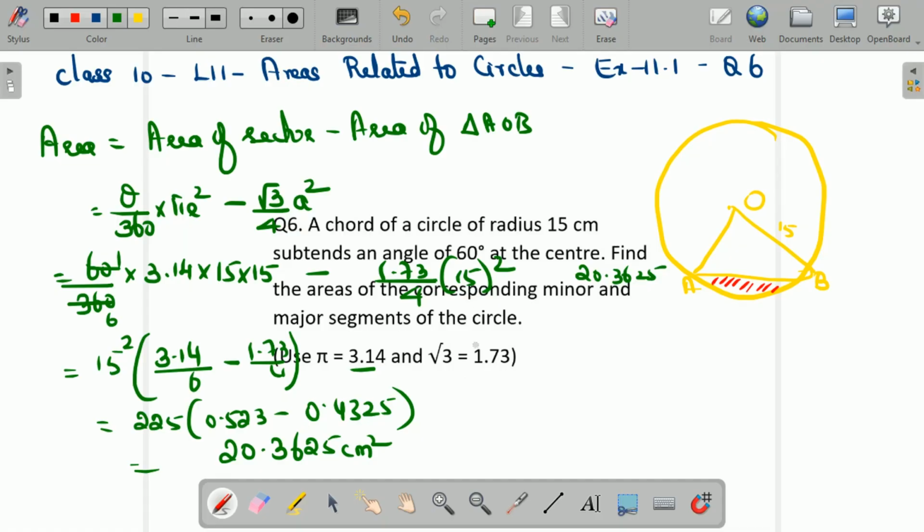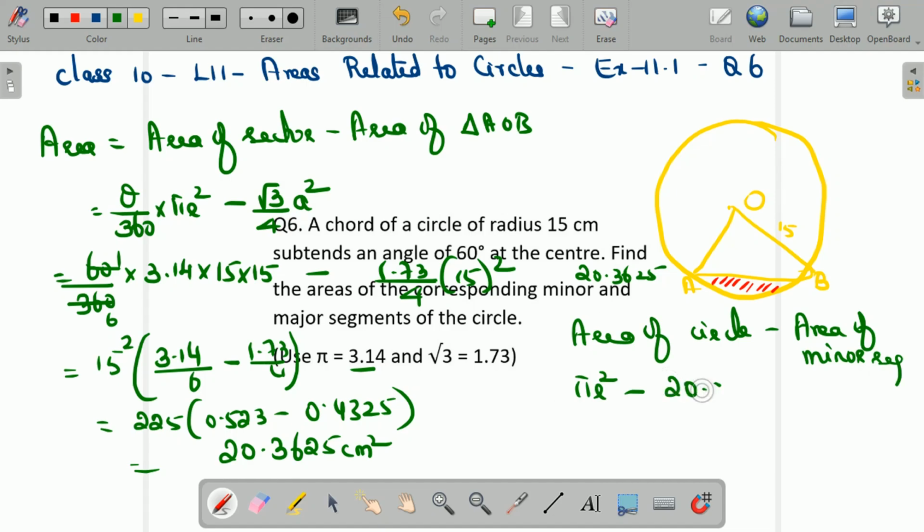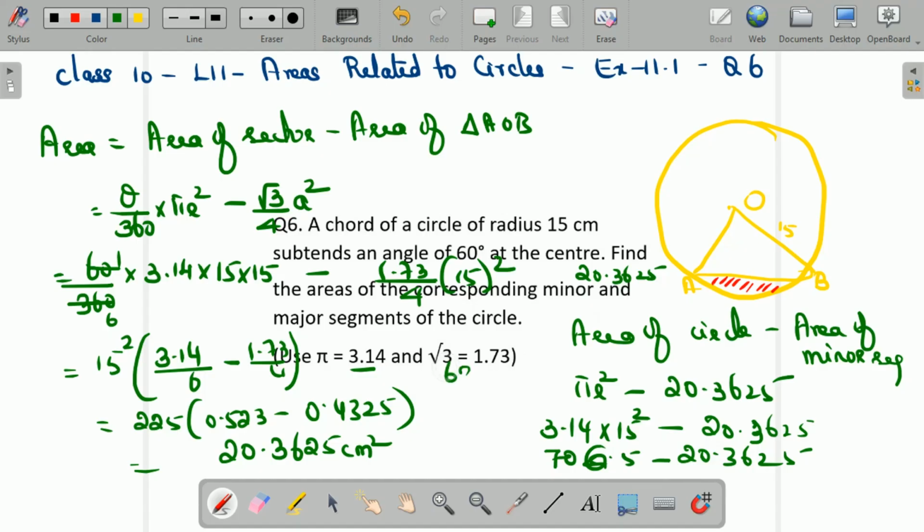Now for the area of the major segment, it is nothing but area of circle minus area of the minor segment. That will give us the area of the major segment. So area of the circle is pi r square, minus what we just computed, which is 20.3625. Pi in this case is 3.14, into r is 15 square, minus 20.3625. If you calculate, this is 706.5 minus 20.3625, which is equal to 686.1375 centimeters square, or simply round it off to 686.14 centimeters square. This is going to be the area of the major segment, and this 20.3625 is going to be the area of the minor segment.